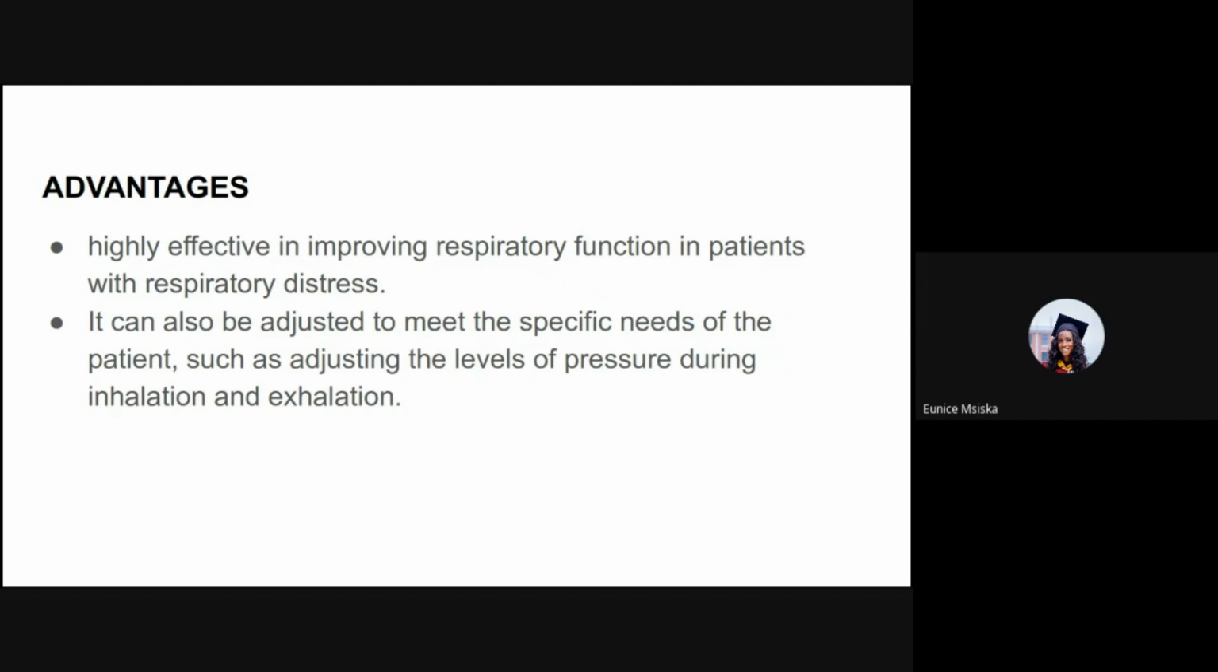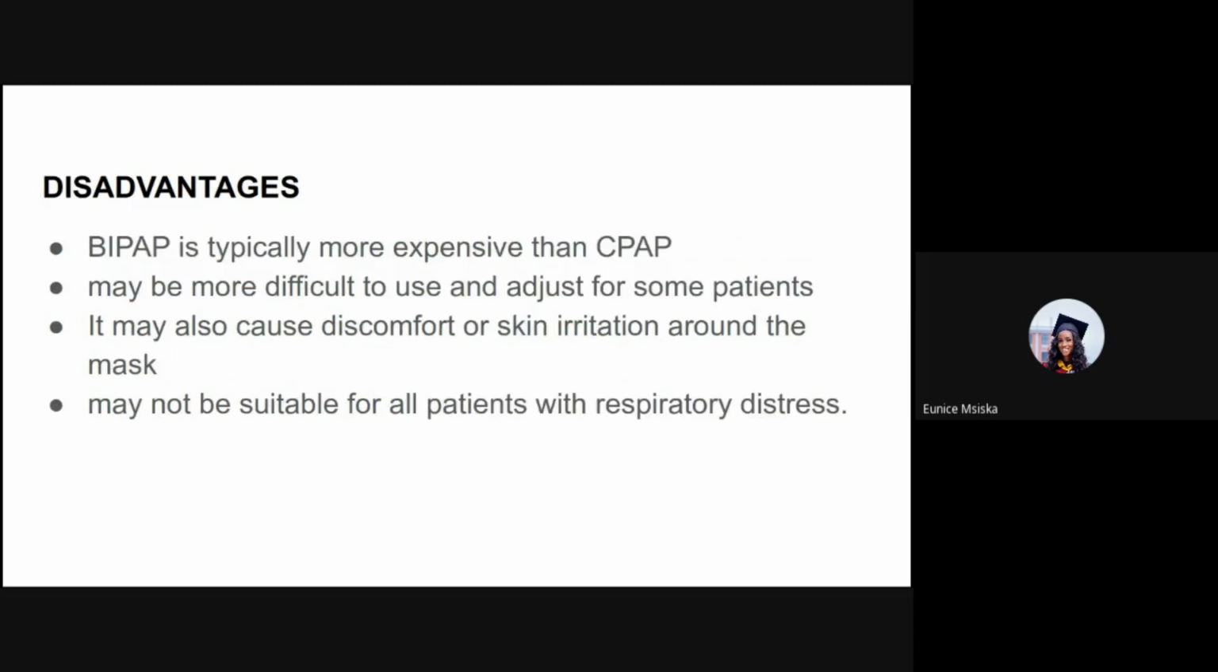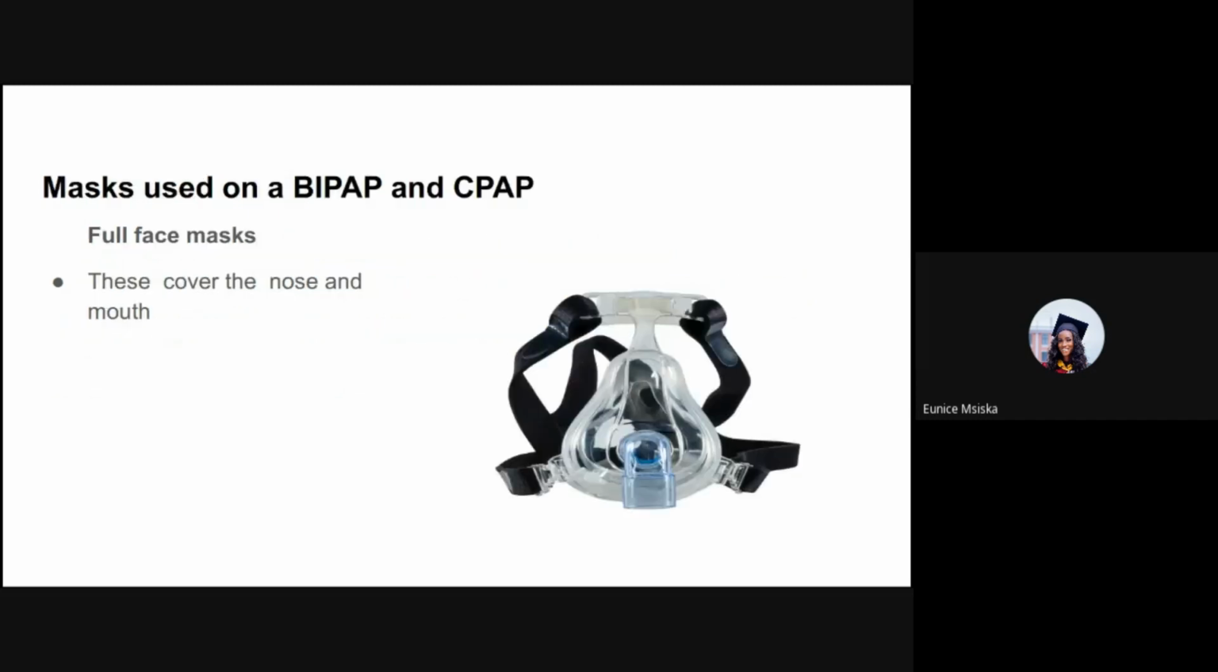And it can also be adjusted to meet the specific needs of the patient, such as adjusting the levels of the pressure during inhalation and exhalation. The disadvantage is that this machine is typically more expensive than a CPAP and may be more difficult to use and adjust for some patients. It may also cause discomfort or skin irritation around the mask and may not be suitable for all patients with respiratory distress. So now let us look at the masks that can be used on a BiPAP or CPAP machine.